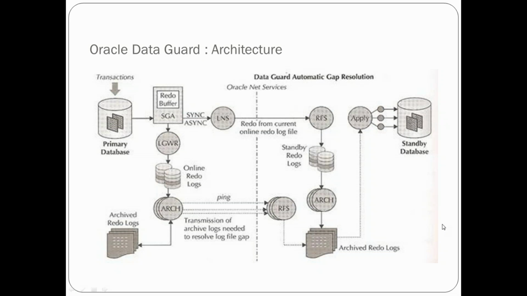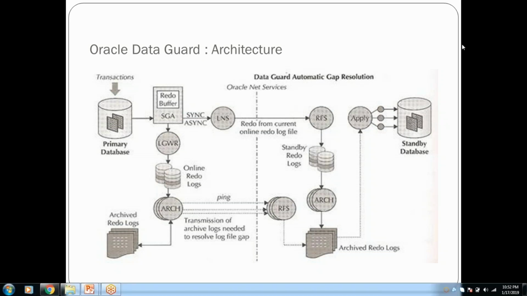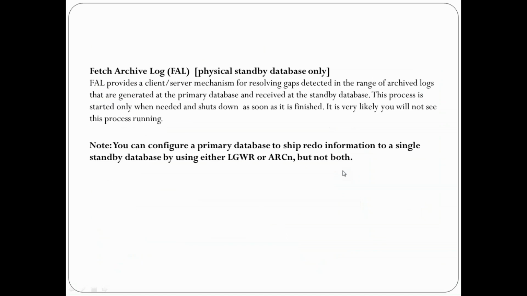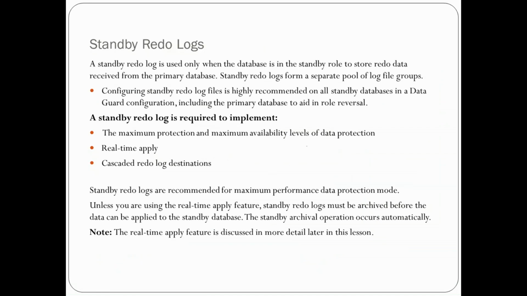So why do we use it? The standby redo log file is used only when the database is in a standby role, to store redo data received from the primary, as I told you. It forms a separate pool of log file groups. It is similar to an online redo log file, but it is a separate pool. It is different. When you create it, it's also a different command: create standby redo log file. It's not create log file group, it's create standby redo log file.